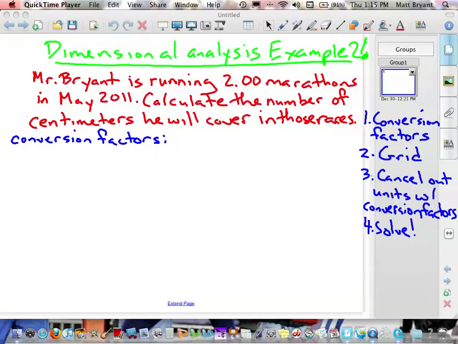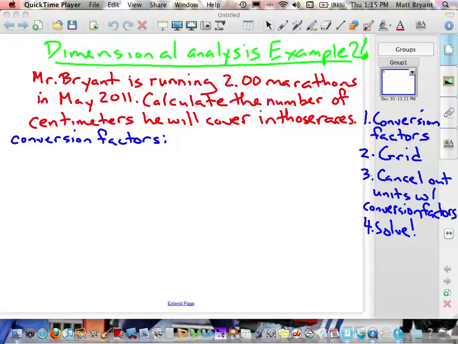So, here we have our problem. Mr. Bryant is running 2.00 marathons in May 2011. And yes, it is 2.00 marathons. Calculate the number of centimeters he will cover in those races.